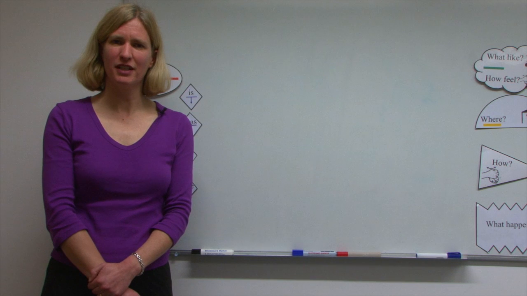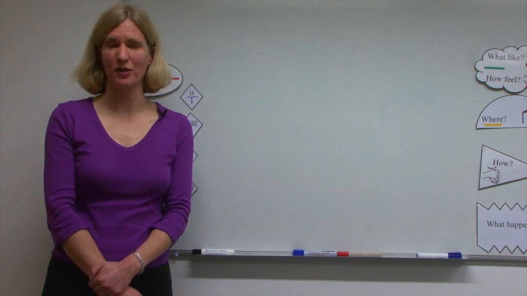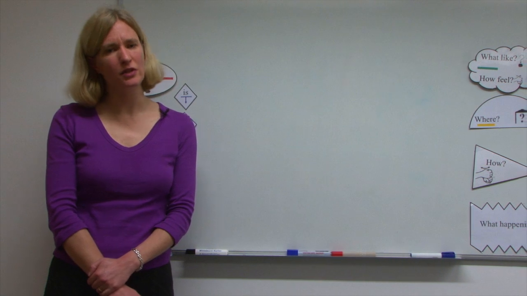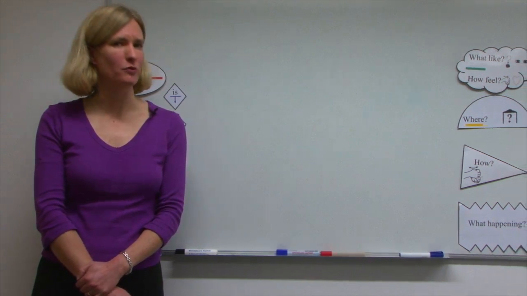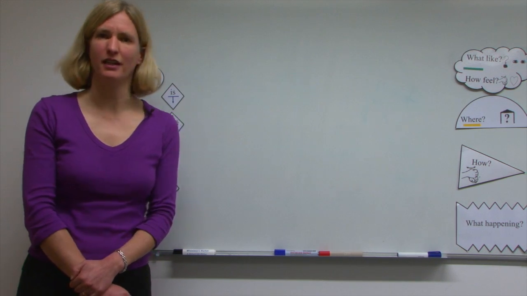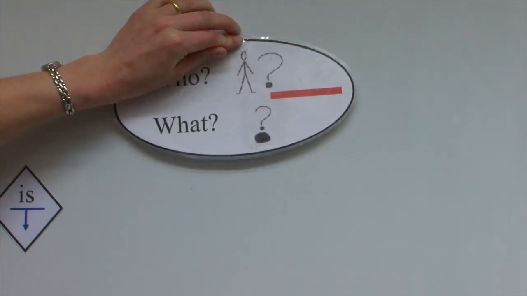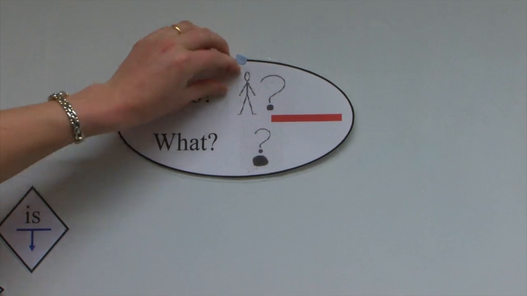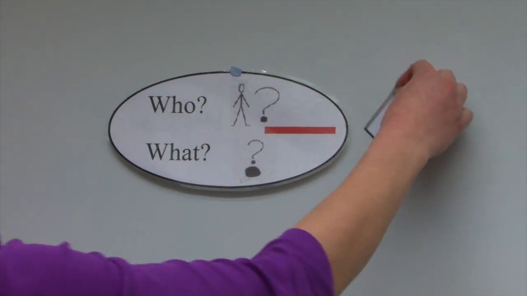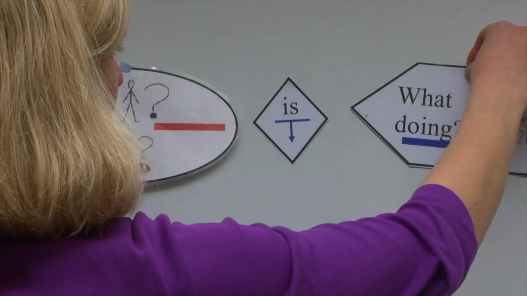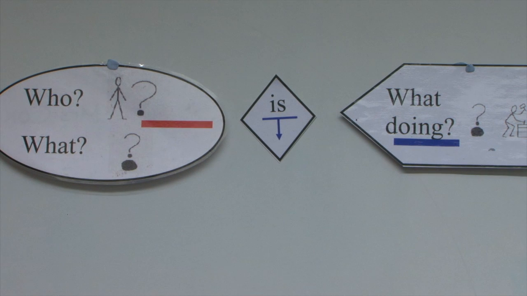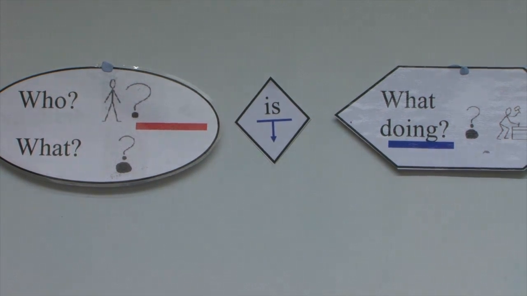So how would I teach this system to children who've never come across it before? Well, say I was introducing it to a small group or a class, I might do something like this. I would start off with a simple sentence with a who is and a what doing. And I might get 3 children to come out and come and hold one shape each.